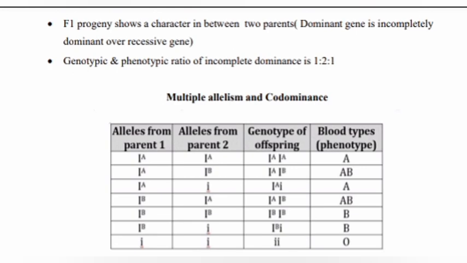Allele from parent 1 IA, allele from parent 2 IA, genotype of offspring IAIA, blood group A. Allele from parent 1 IB, allele from parent 2 IA, genotype of the offspring IAIB, blood type AB. Allele from parent 1 i, parent 2 i, genotype ii, blood type O, etc.